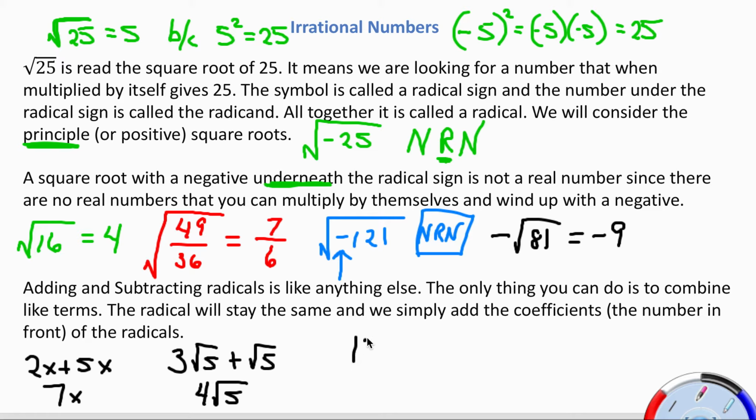So if we had 12 square roots of 7 minus 8 square roots of 7, as long as the radical part is the same, then I can combine them. Oh, 12 of these things, whatever they are, minus 8 of the same things. So 12 minus 8 gives me 4 of those things, which in this case happens to be square roots of 7. So adding and subtracting radicals, as long as the radical part is the same, is really easy.